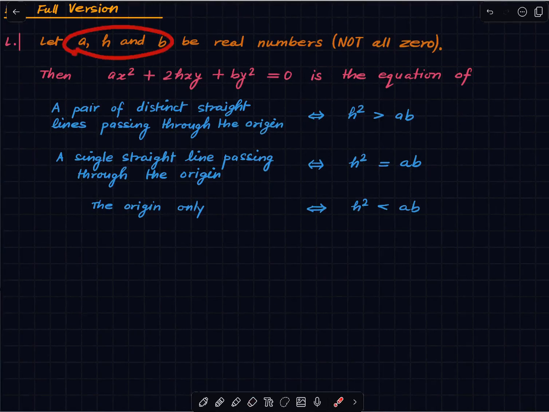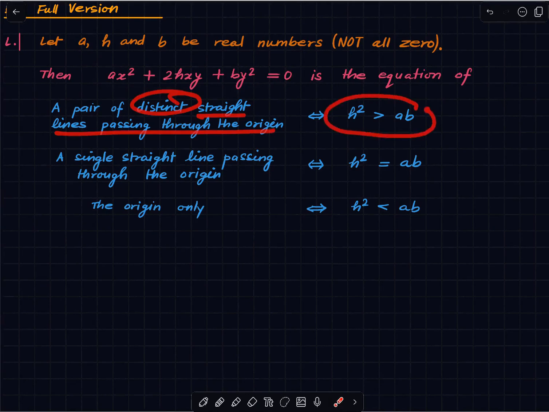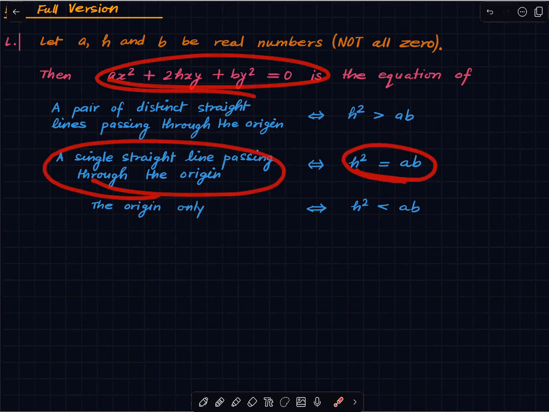Suppose we have three real numbers a, b, and h, and not all are 0. And then again we have this equation. So then this is the equation of a pair of distinct straight lines passing through the origin if and only if this happens, this is what we just proved. This would be the equation of a single straight line passing through the origin, if this happens.